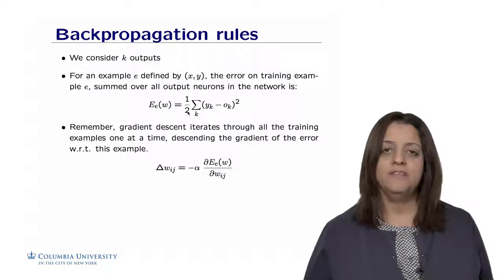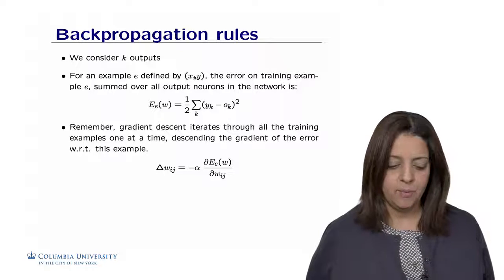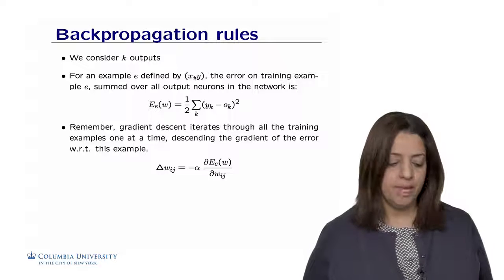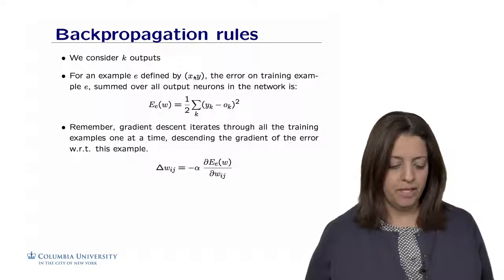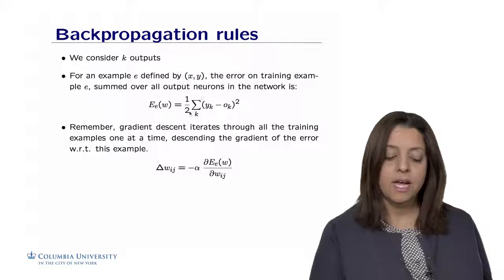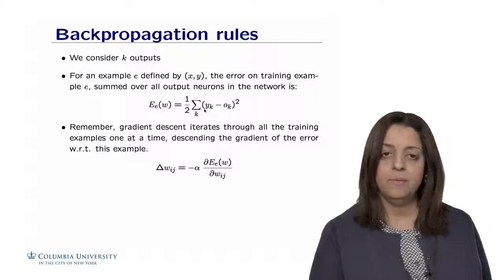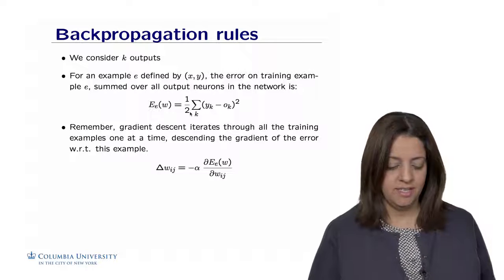For an example E defined by the pair (x, y), x being the feature values and y being the label, the error on training example E is the sum over all the output neurons in the network. In other words, the error of example E given a configuration of weights is the sum of all the mistakes that the network is making as compared to the true label, squared, and we add a half to make the calculations easy later on.